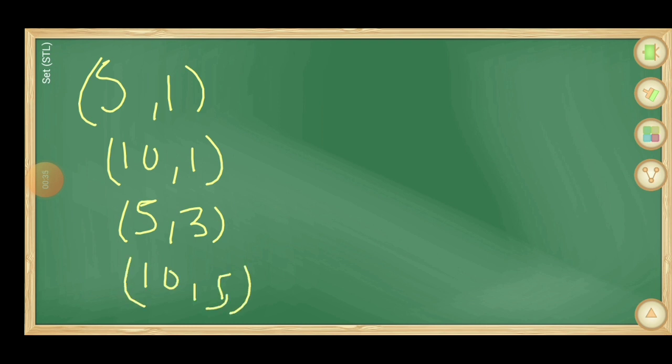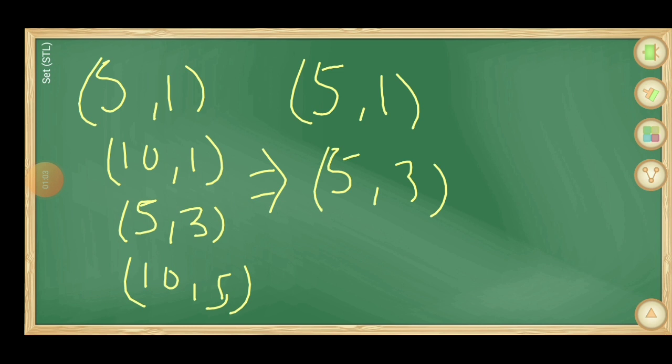When you put these pairs in a set, you will obtain these pairs in sorted form, and if a repeated pair is present, it will be removed. So the output of these pairs will be, first it will compare the first element and then the second element. So the output that we will obtain is 5 maps 1, then 5 maps 3, then 10 maps 1, and then 10 maps 5.